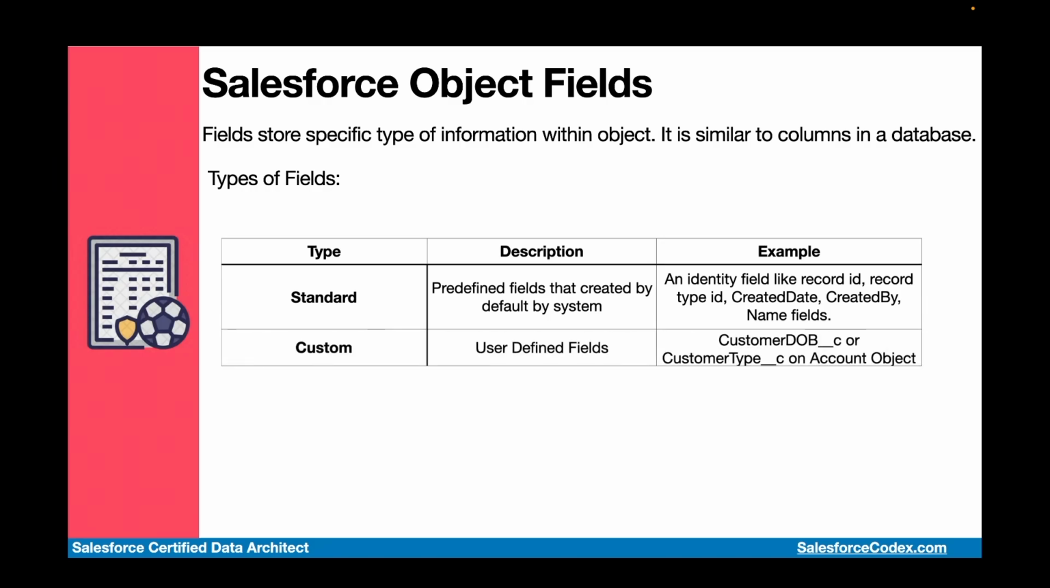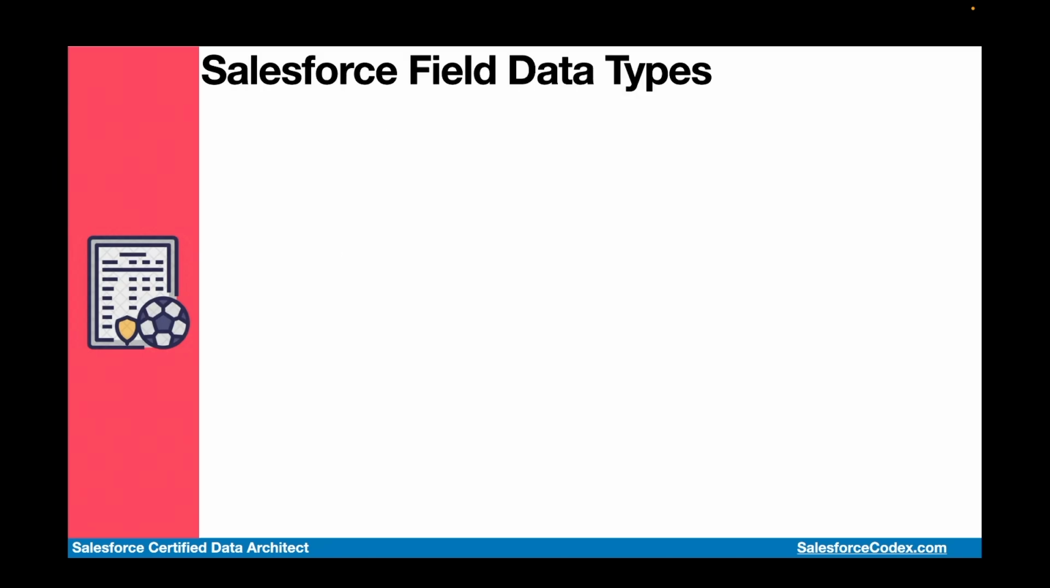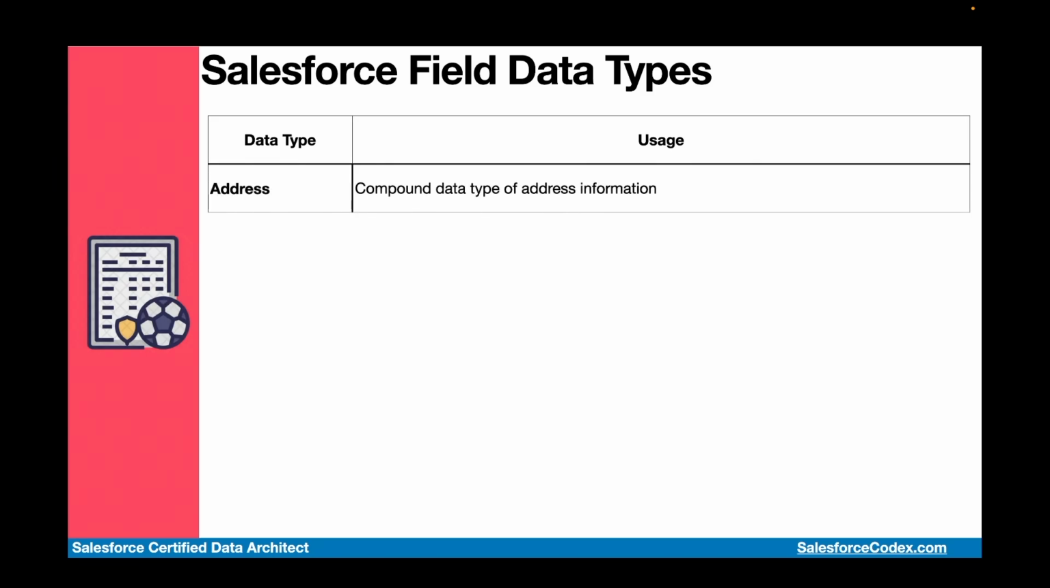Then we have custom fields, basically user-defined fields. Like we can create customer DOB or customer type on the account object, right? So we can create multiple fields based on our business requirements. As we can create different kinds of fields, they can hold different kinds of information as well, which we call a data type. So we can have multiple data types in Salesforce. Let's see a few of them. We have the address data type, which stores data related to the address, which can hold street level information, city, state, zip, and country in one single compound address field.